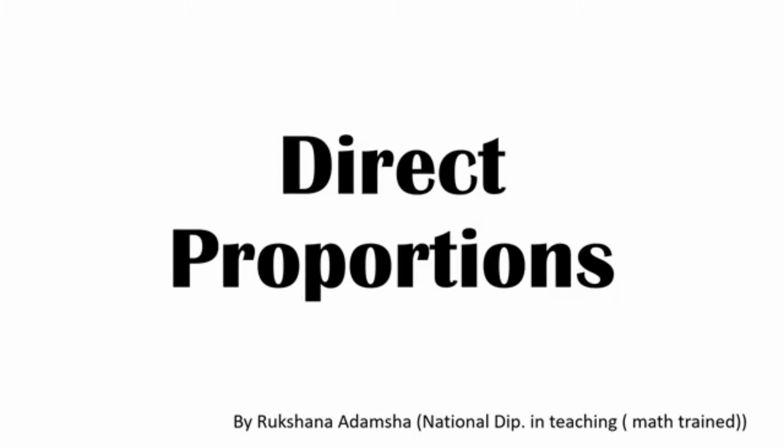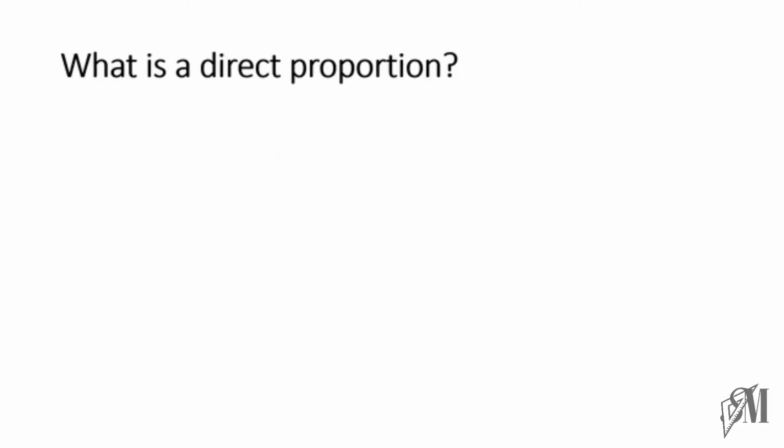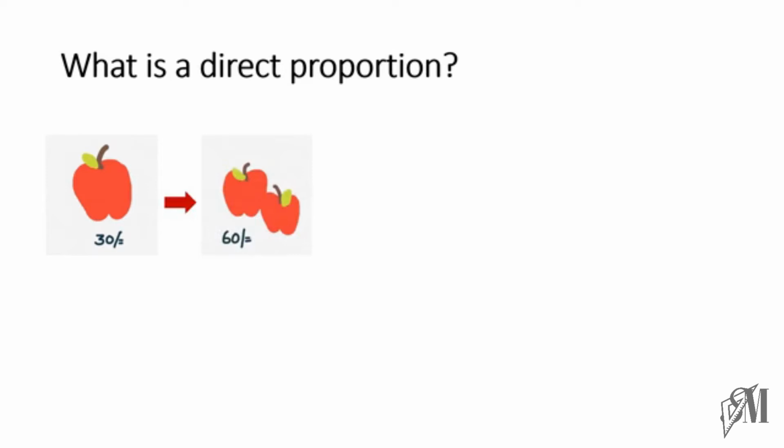Through this video, we are going to study direct proportions. So let's get started by looking at what a direct proportion is. Now let me explain that using some examples. Look at this. An apple is 30 rupees, and if you need to buy 2 apples, the price will be 60 rupees. So here you understand that when the number of apples increases, the price also increases.